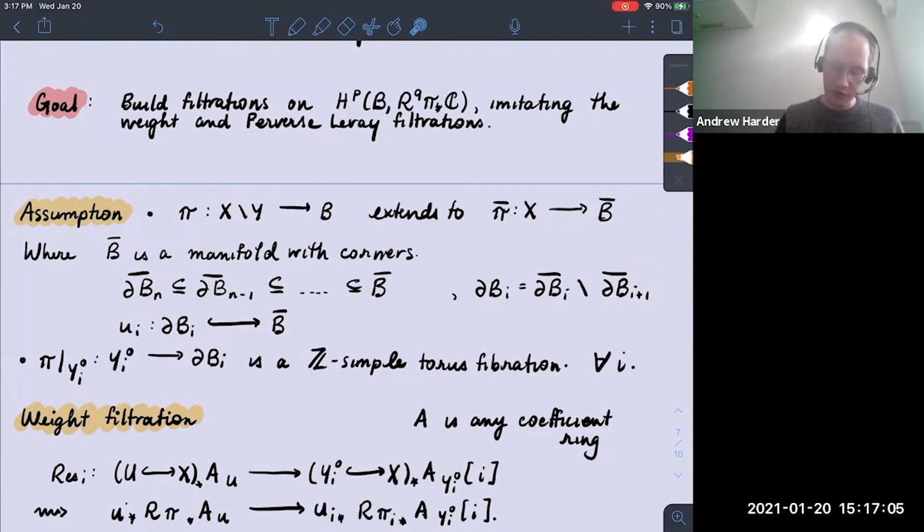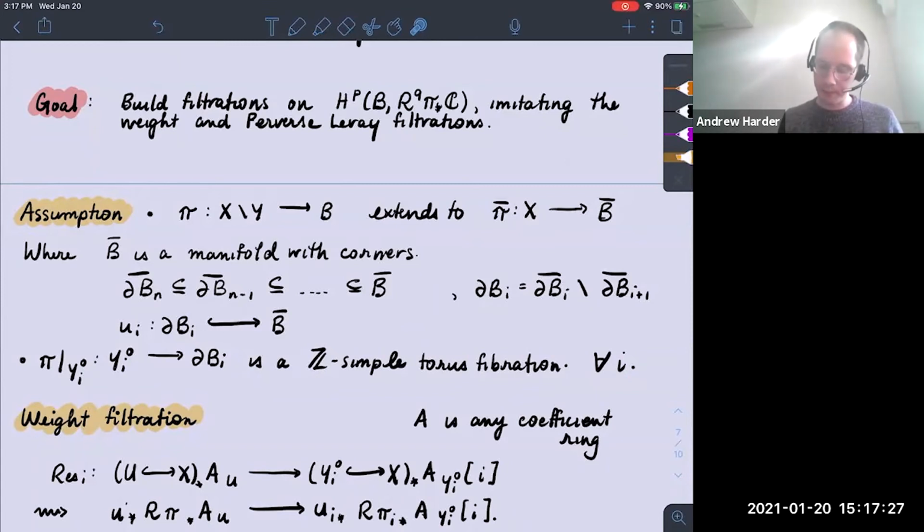Okay, so my assumption here is that it extends. I'm setting up notation here. And then I'm also assuming that when I restrict π to each of the open pieces of the strata of the boundary divisor, this gives me a Z-simple torus fibration for all i. So just that this behaves nicely.